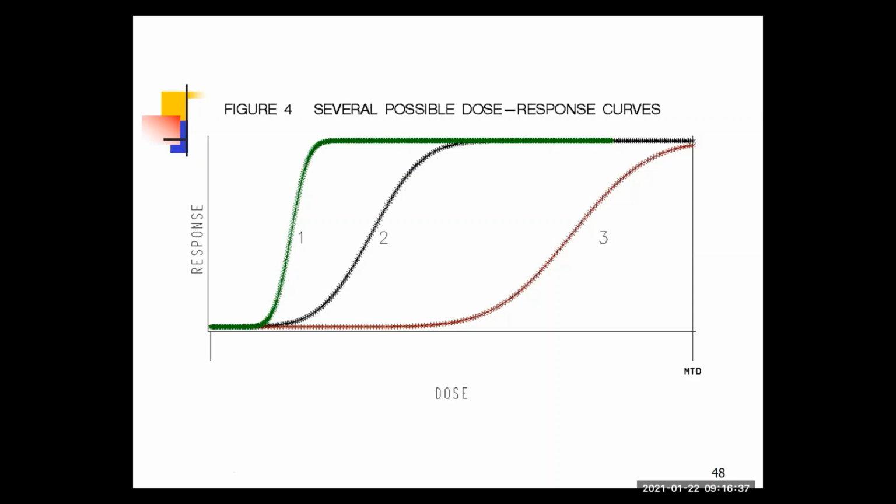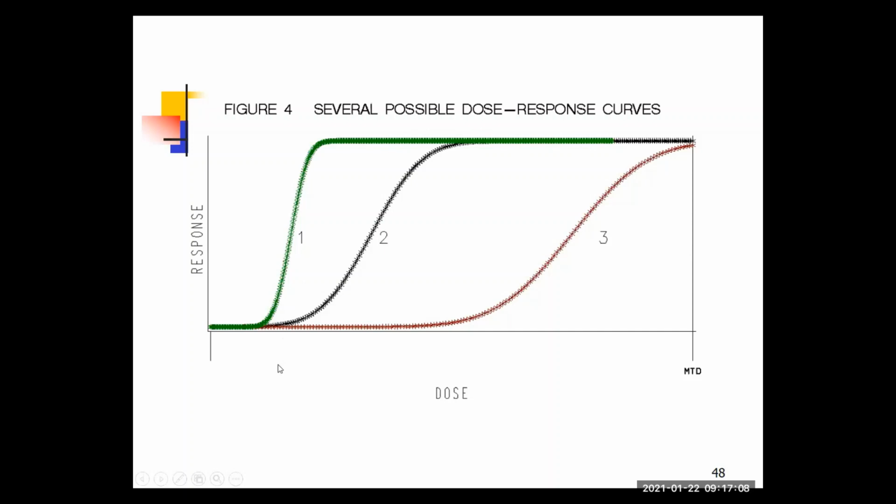So of course, if I know it's curve number 3, I'm going to allocate the high dose here, the medium dose here, the low dose here. All right, if I know that's curve 3. Or if I know it's curve 2, I'm going to allocate high dose here, medium dose here, low dose here, right? Now, if I know it's curve 1, I'm going to allocate high dose here, medium dose here, low dose here, right?